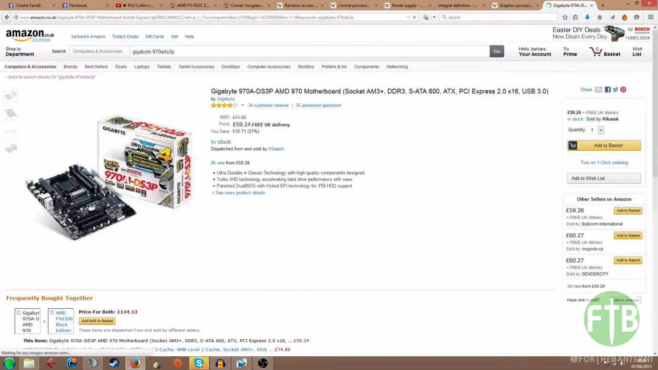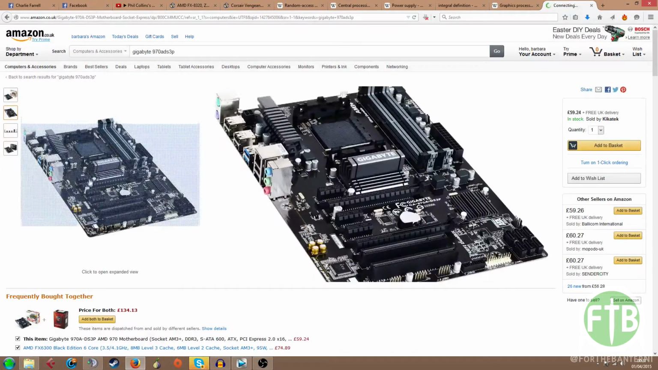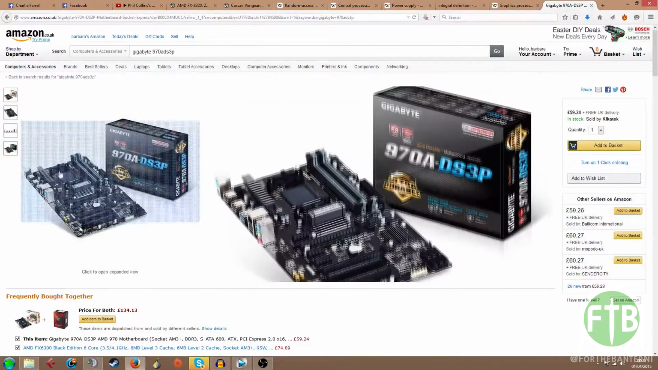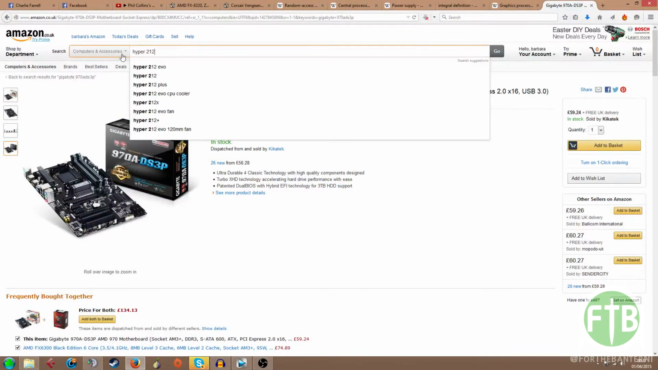Then you've got your motherboard, which is essentially the mainframe of your computer. Everything plugs into the motherboard in your build, and it is mounted inside your case.